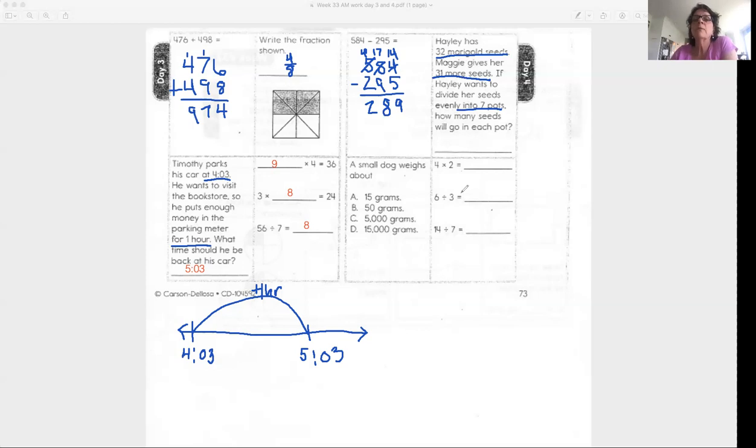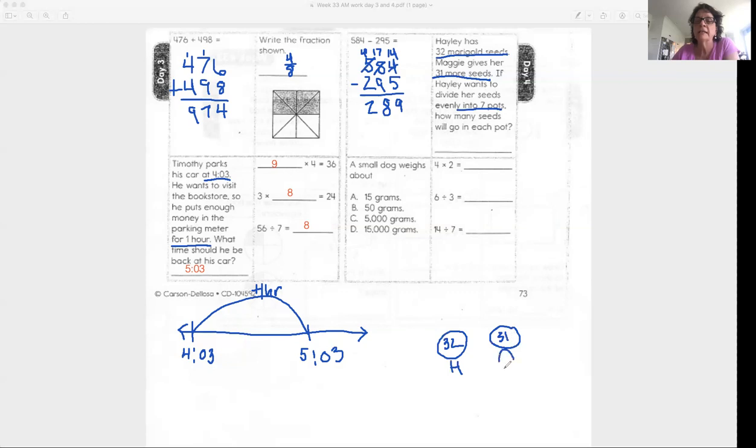Well, let's start with what we know. We know she has 32 seeds and somebody gives her more. So she has some and somebody gives her more. What is that, boys and girls? It's part whole. So I want to draw a picture to represent that. So I'm going to draw one part with 32 in it, and I'm going to put an H here for what she already has. And then Maggie gives her 31 more. So I'll put 31 in this part, and I'll put a G under there.